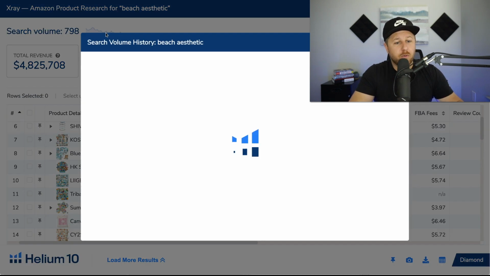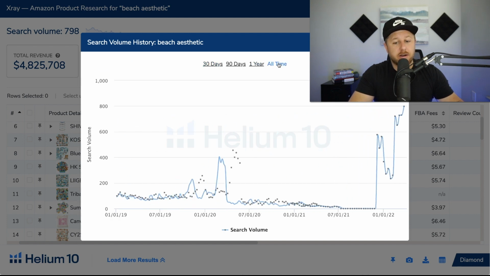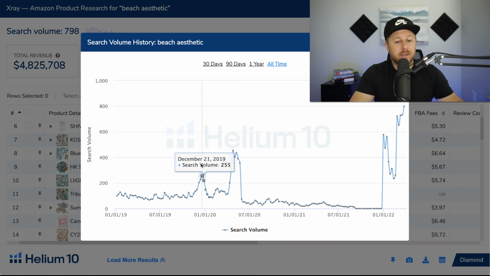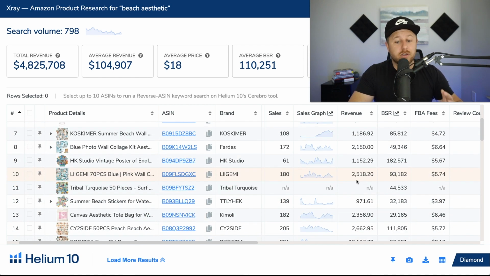So if I go to the keyword search volume history and I go over the last year, we could see during the summertime, there's big spikes. Even though the volume is still low, you could see when people are searching for this type of product. And recently there's a big spike right here. So I wouldn't sell this due to the low revenue.